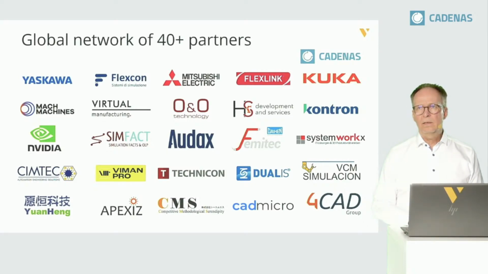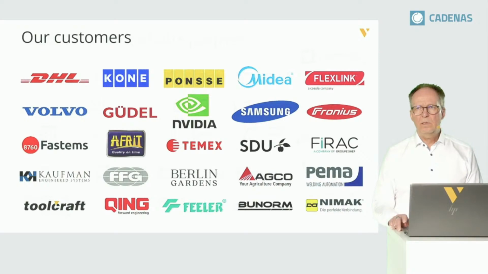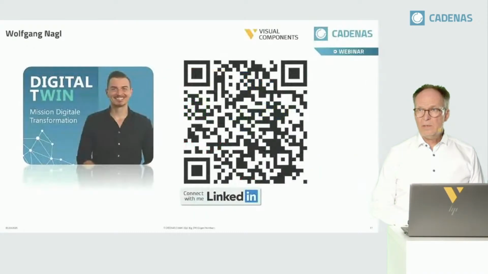And the next slide will show our customers. So big names, also smaller names, but you also see here DHL, Volvo, Accufent in the agriculture industry, Fronius, Samsung, Midea, really big names. But I can tell you also small and medium customers have many of our Visual Components licenses in use. And we will come to the next.